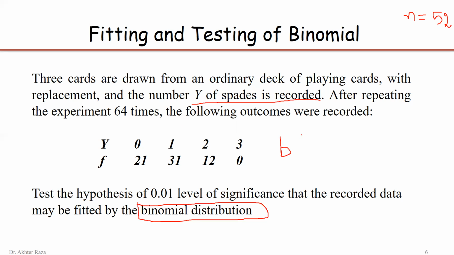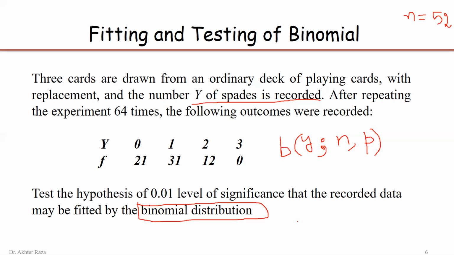B for binomial, Y in this case is the variable, and with the semicolon, we separate out the parameters. One parameter is N and the other parameter is P. But in this problem, N is given, N is 3, because three cards are selected and we are interested in obtaining the distribution of spades in the selected cards. So N is 3, but P is not given. We have to estimate the value of P with the help of this sample.